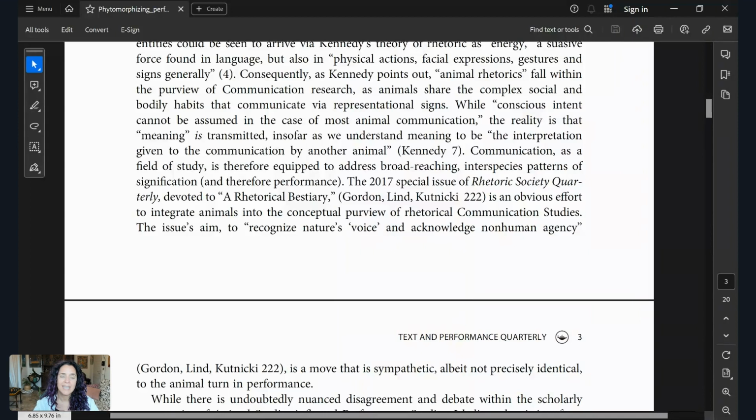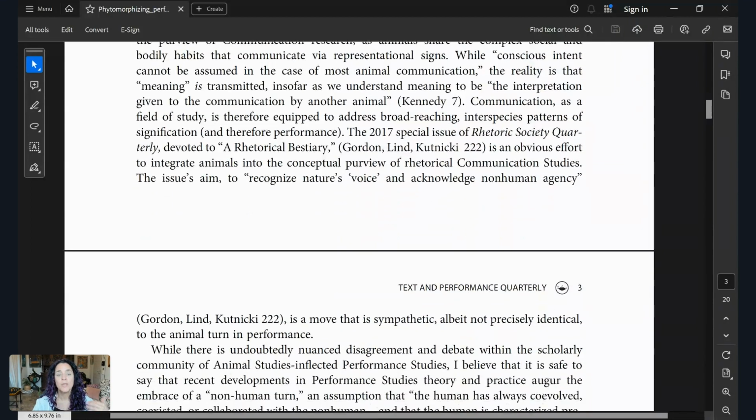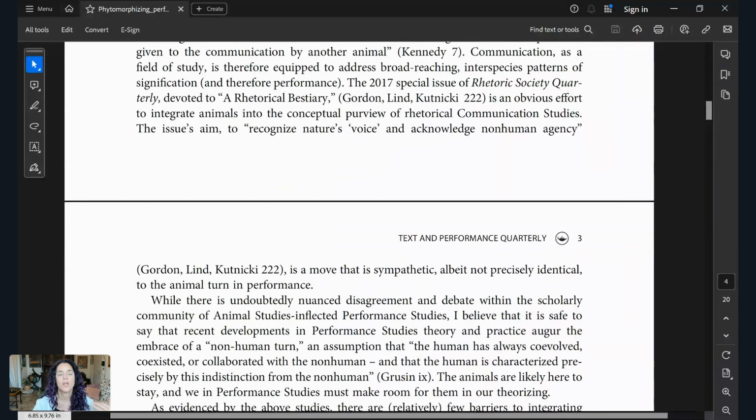While conscious intent cannot be assumed in the case of most animal communication, unless you really do animal communication, the telepathic type, the reality is that meaning is transmitted insofar as we understand meaning to be the interpretation given to the communication by another animal. Communication as a field of study is therefore equipped to address broad-reaching interspecies patterns of signification.